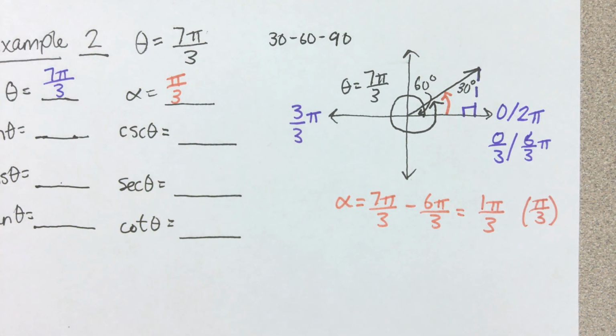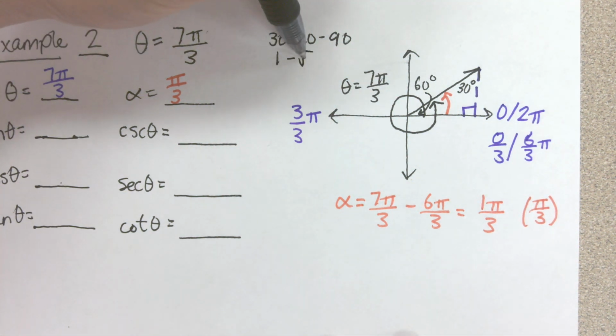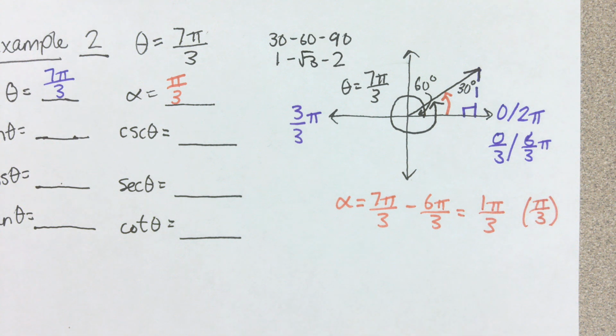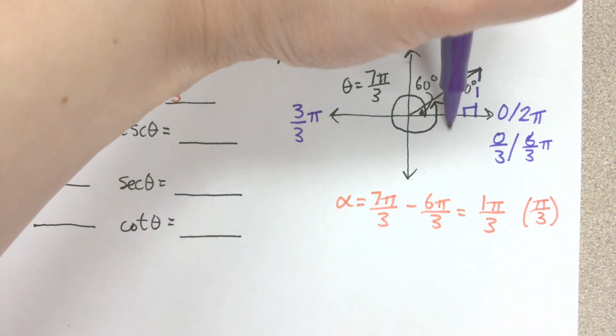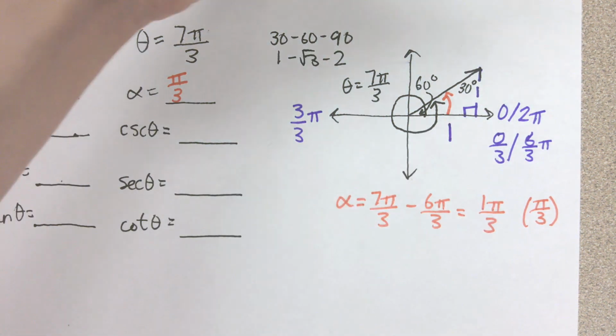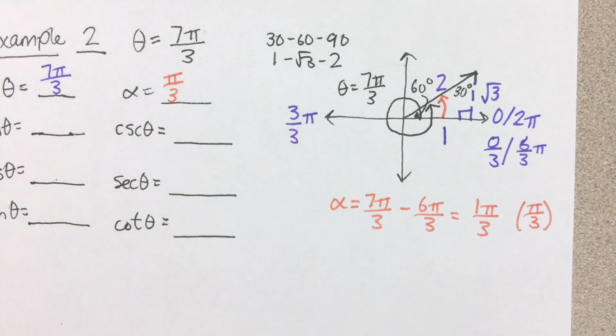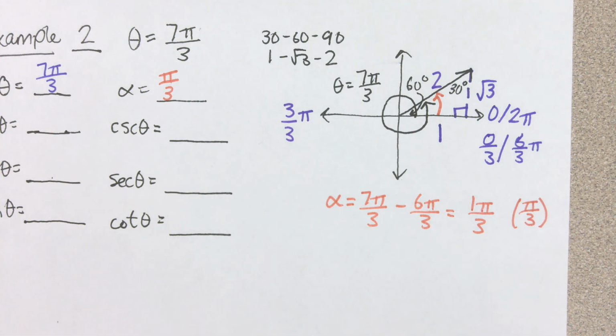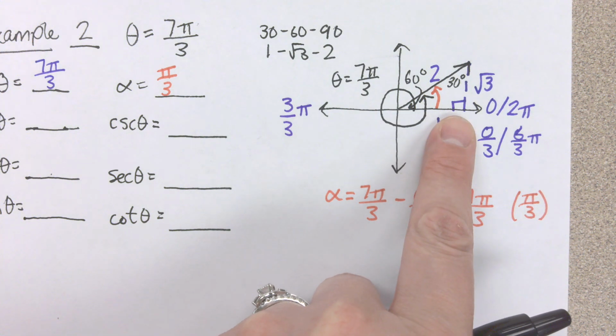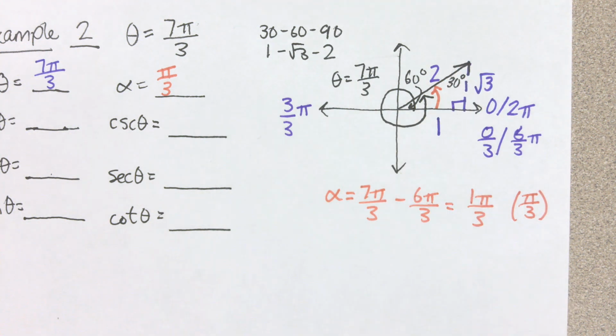What are the side lengths associated with that? That's correct. 1, radical 3, 2. Yes, you must have those memorized. So across from the 30, we have a 1. Across from the 60, we have a rad 3. And the 2 goes on the hypotenuse. Are any of those sides negative? No. We're in the first quadrant. We're on the right side of the x-axis where the positives are, and we're on the top half of the y-axis, again, where positives are. So these are both going to be positive.